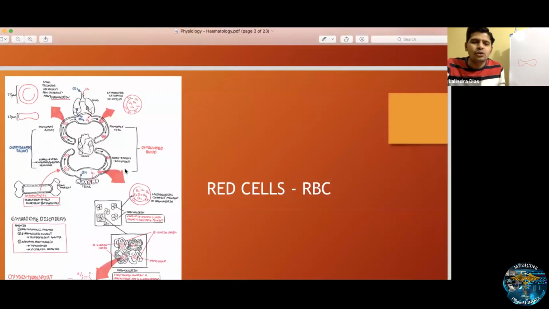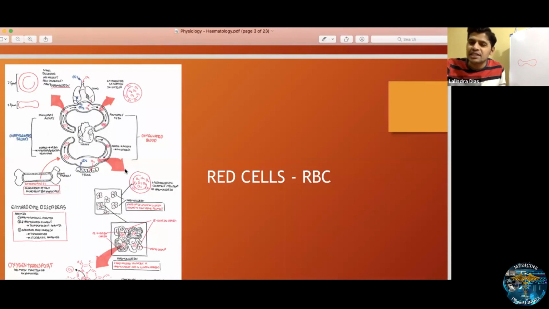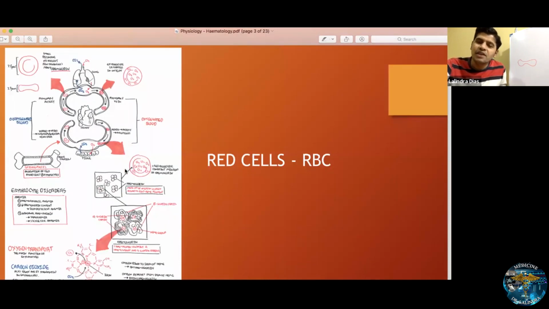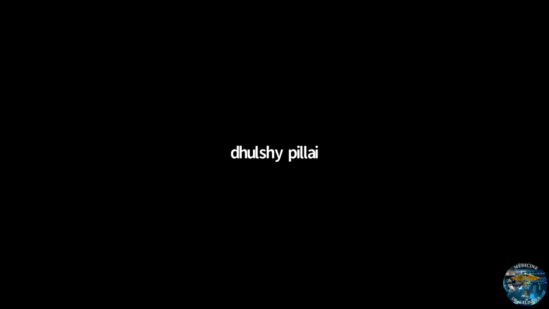So in the next slide, we are going to talk about the importance of red cells. You know, in our blood, we have these red cells. Why do we need red cells? Inside these red cells, you have structures called hemoglobin.